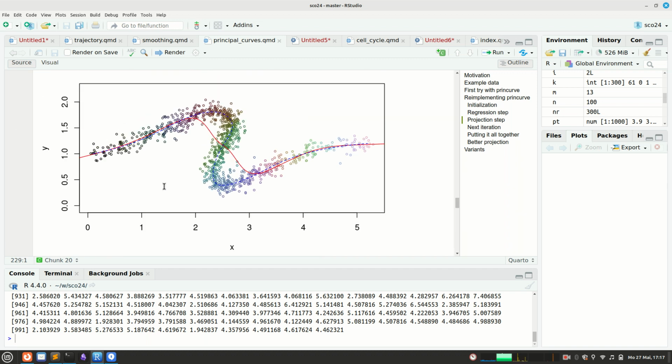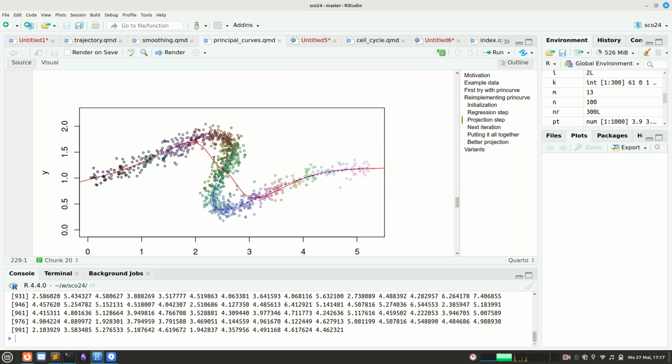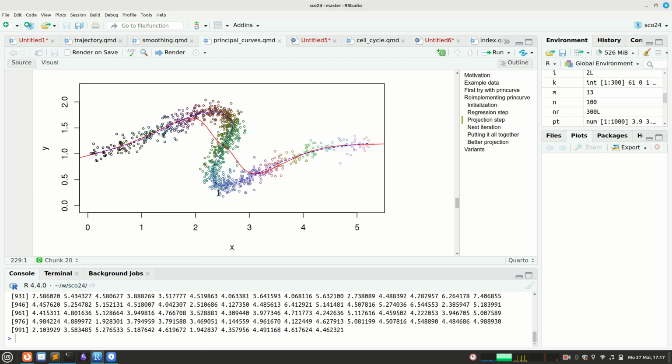We can now again regress each point onto this red line, but this time we again do the spline regression. So for each data point, we take its x value and regress it on the pseudo-time, so onto the color.